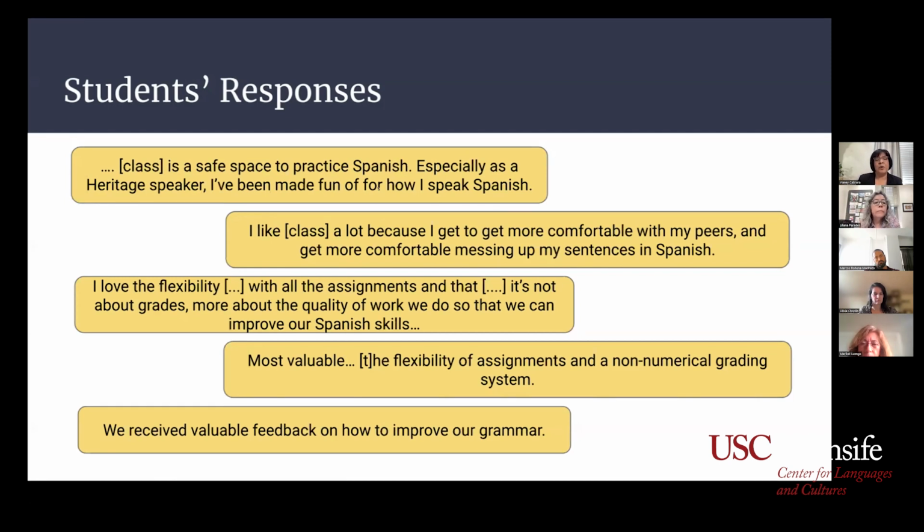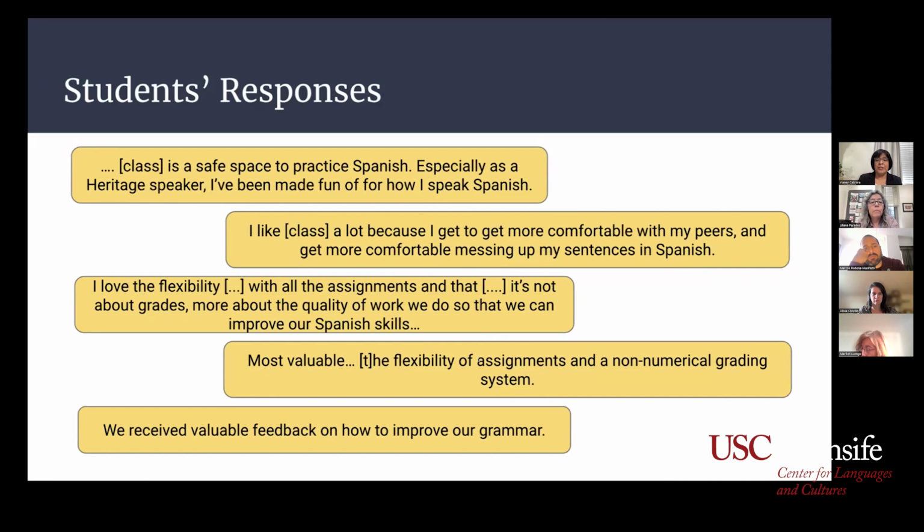The first quote reflects what Krashen was referring to. The student said that class is a safe space to practice Spanish, especially as a heritage speaker. I've been made fun of for how I speak. The second quote also talks about how it's important to feel comfortable with the peers, and the student felt comfortable messing up, like he says, or she says, my sentences in Spanish.